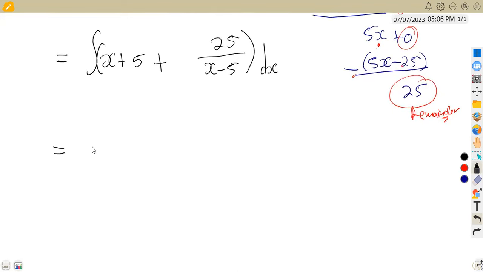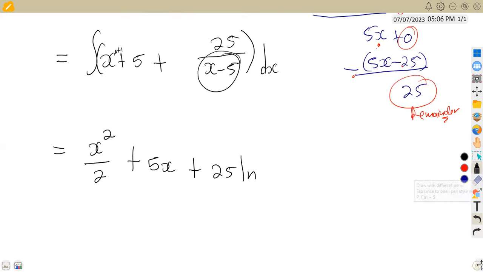All right, so this is x, which is going to give us, add one here, this is one. So if we add one, that will be two. So that's x squared over two, plus the integral of five. Five is a constant, so that is going to be 5x. We are back to the constant over a linear expression. So this is going to be constant ln of x minus five. So it's going to be 25 ln of x minus five, our denominator, because there's a one there. So this is going to be x minus five like this, plus the constant of integration.